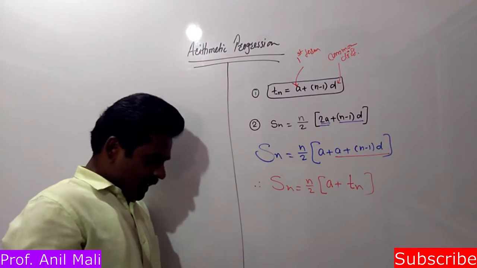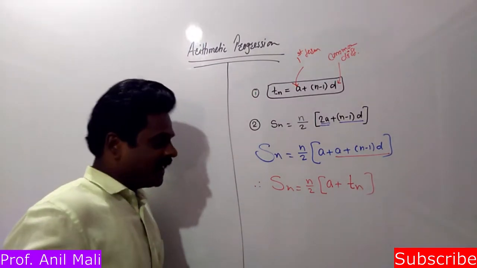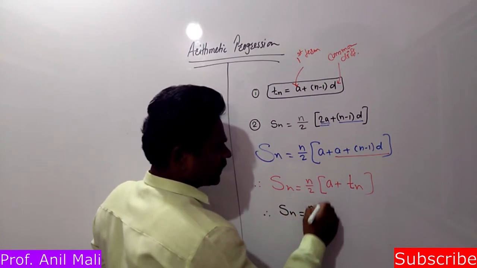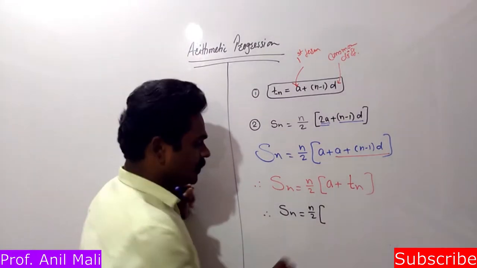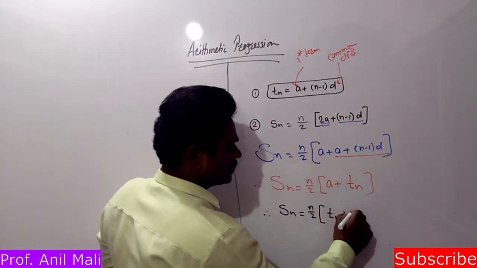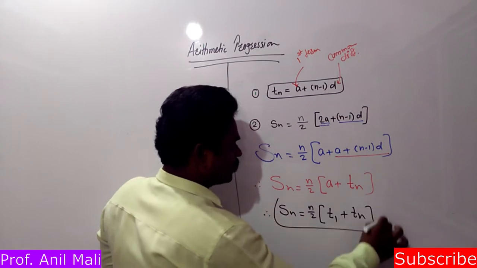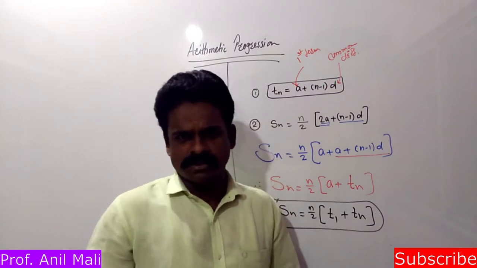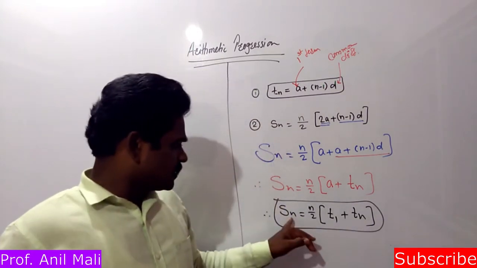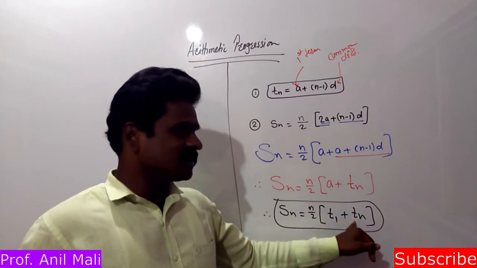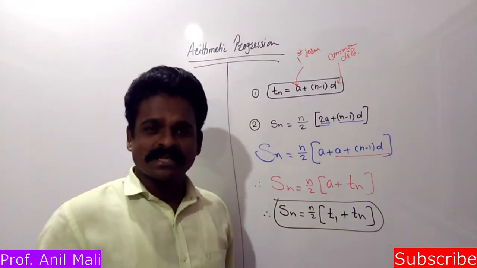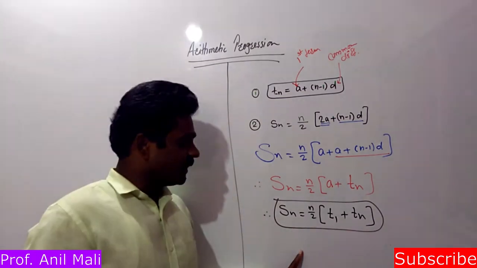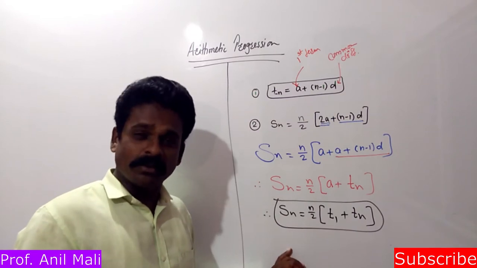Okay, no problem. And the same formula we can write in another form, that is Sn is equal to n by 2 into the bracket a. A means the first term, so T1, plus this is Tn, that means the last term. So this is one more formula for finding the sum of first n terms in a given arithmetic progression: Sn is equal to n by 2 into the bracket first term plus last term, T1 plus Tn. So this is one more formula. You can write it down in your notebook.